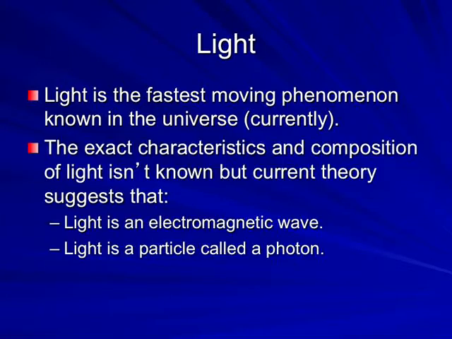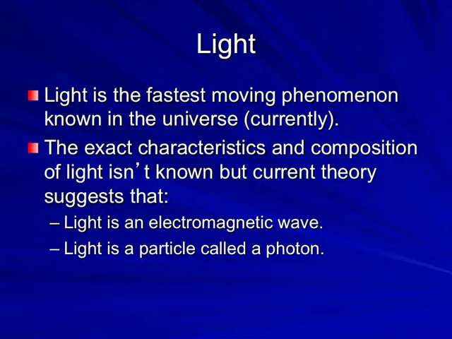While the exact characteristics and composition of light aren't known, currently we clump it into two categories. We know that light has some electromagnetic wave properties, and light has some properties that make us think it's a particle as well.